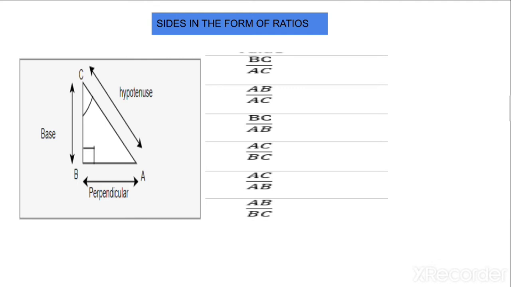Okay, continuing. So in this scenario, what are my different ratios? Hypotenuse by perpendicular, perpendicular by hypotenuse, then perpendicular by base, base by perpendicular, then base by hypotenuse, and hypotenuse by base. So these are the 6 different ratios we can have.